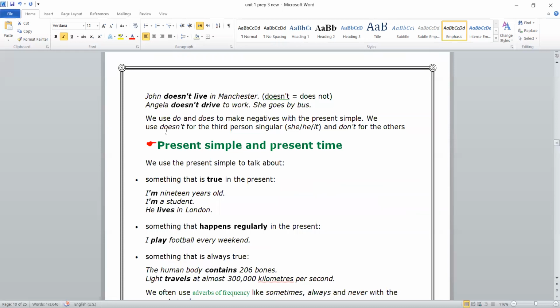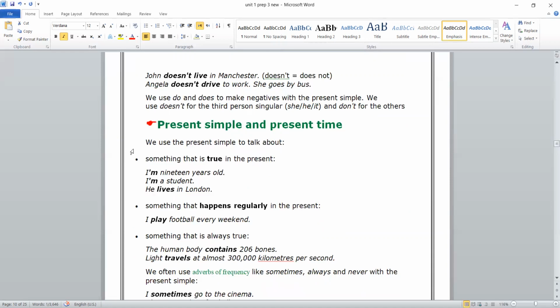John doesn't live in Manchester. Angela doesn't drive to work. She goes by bus. We use do or does to make negatives with the present simple. We use doesn't for the third person singular, he, she, it, and don't for the others.